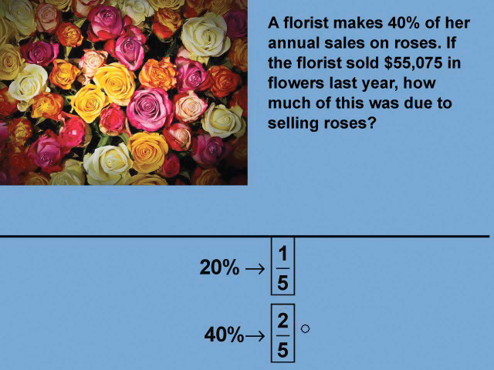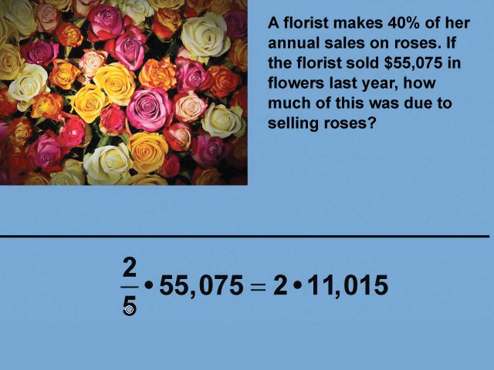So find 2/5 of $55,075. 5 goes into 55,075 to get 11,015, which we multiply by 2. The result is 22,030. So the florist made $22,030 from selling roses. Let's look at a final example.